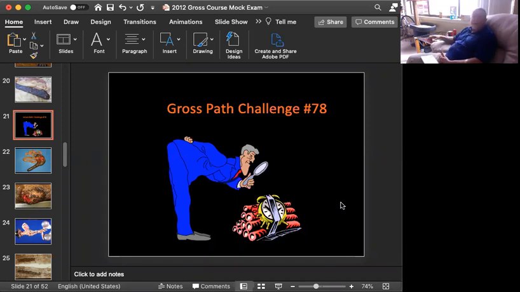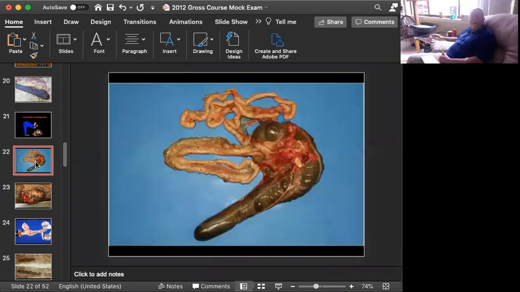Are you ready? I sure am. Slide number 1 is tissue from a foal. How about a morphologic diagnosis? Name this condition and give me the cause.